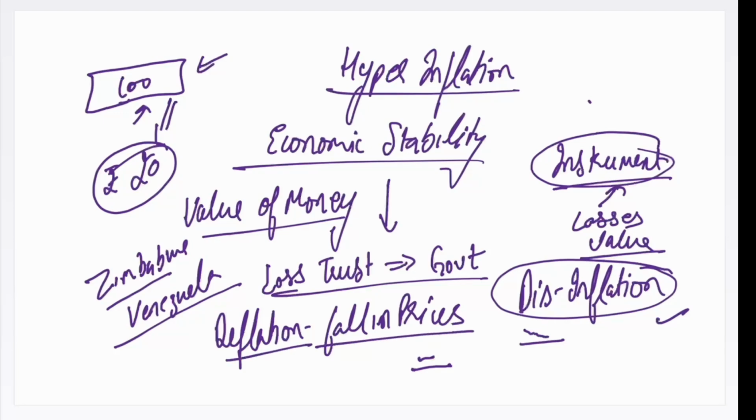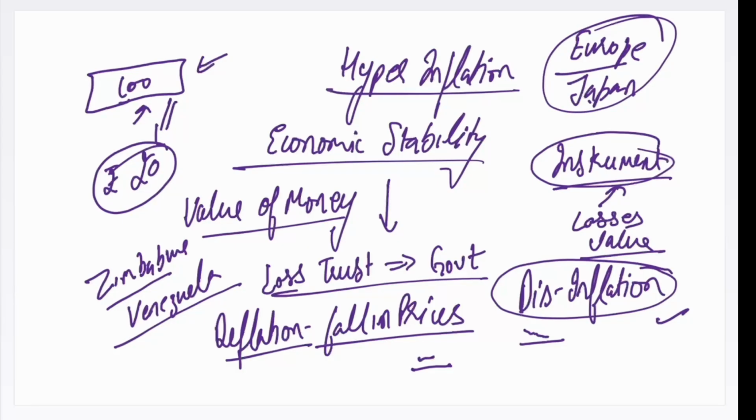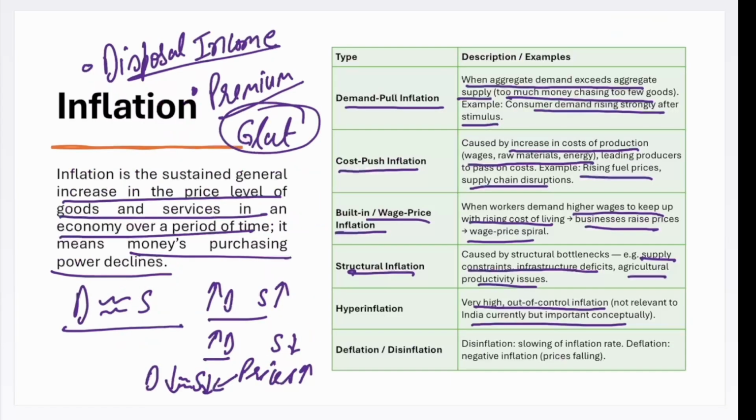A fall in prices is called deflation. This is also harmful. We will understand this. This can also lead to another spiral. Many of the European countries and countries like Japan have been witnessing deflation, and this is not a good sign either. You may think deflation is a good idea. No, it is not. We'll understand that also. So disinflation is a slowing of the inflation rate, whereas deflation is negative inflation. Okay.